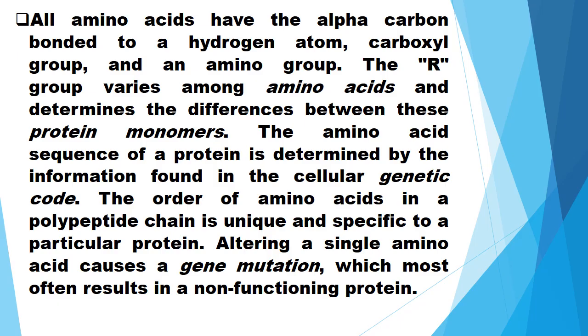The amino acid sequence of the protein is determined by the information found in the cellular genetic code. The order of amino acids in the polypeptide chain is unique and specific to a particular protein. Altering a single amino acid causes a gene mutation, which most often results in non-functioning protein.